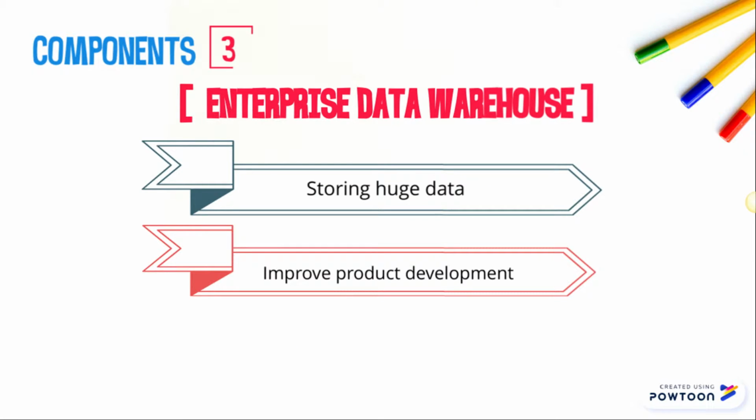The third component of business intelligence is the enterprise data warehouse. The enterprise data warehouse is used to store huge data. Data warehousing lets business leaders sift through subsets of data and examine interrelated components that can help drive business. Looking at sales data over several years can improve product development or tailor seasonal offerings.